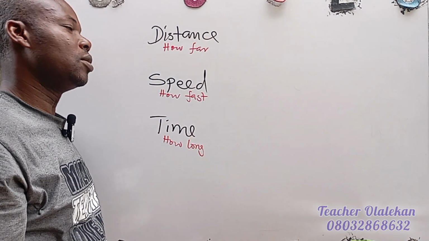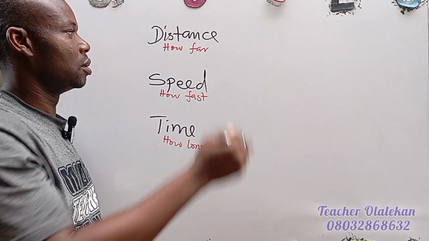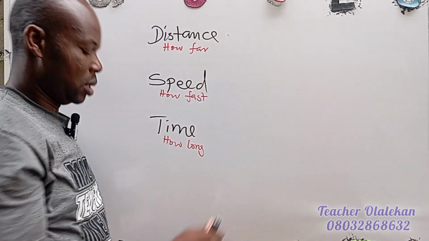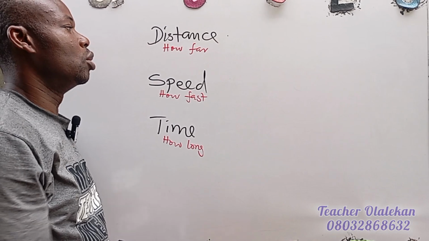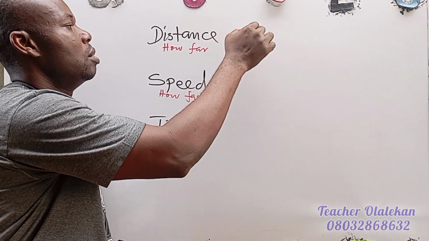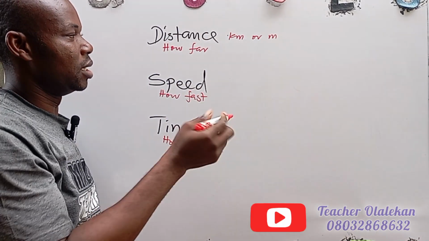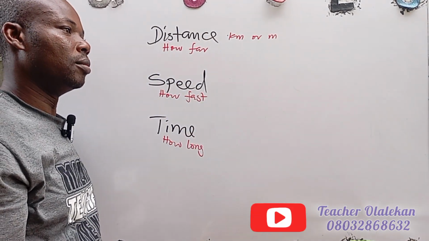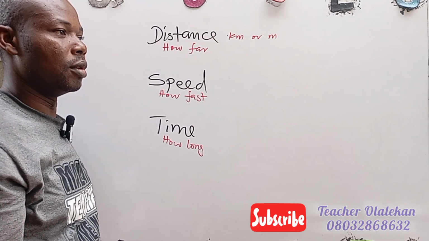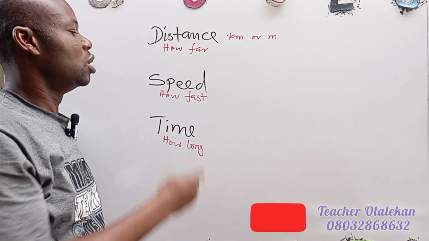I will start by telling you their units and what they mean. Distance is measured in kilometers or meters. That is the distance from point A to point B, like from Nigeria to USA, from Lagos to Kaduna. So that's the distance.